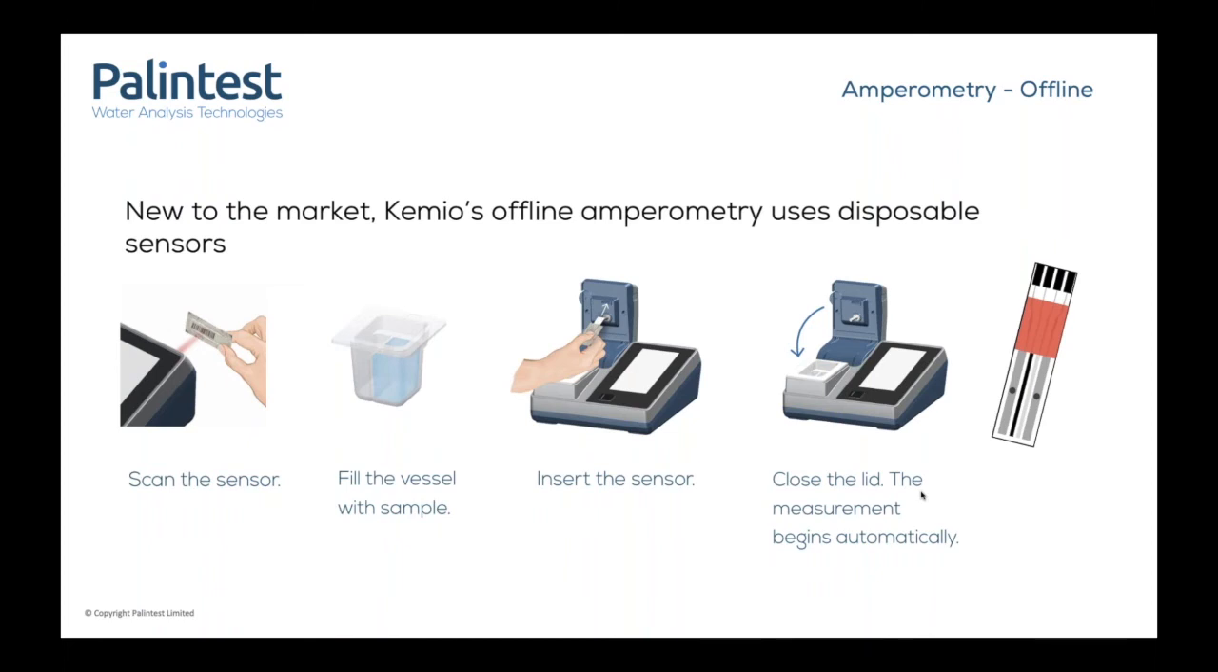So we start with scanning the sensor. This makes sure, am I using the right sensor? Has it expired? We're checking all of that for you. So you scan your sensor, you fill your sample vessel, you insert the sensor into the instrument and you close the lid, and then the instrument takes over and does everything else for you. And in 60 seconds, you'll have your result on the screen with no interpretation required.